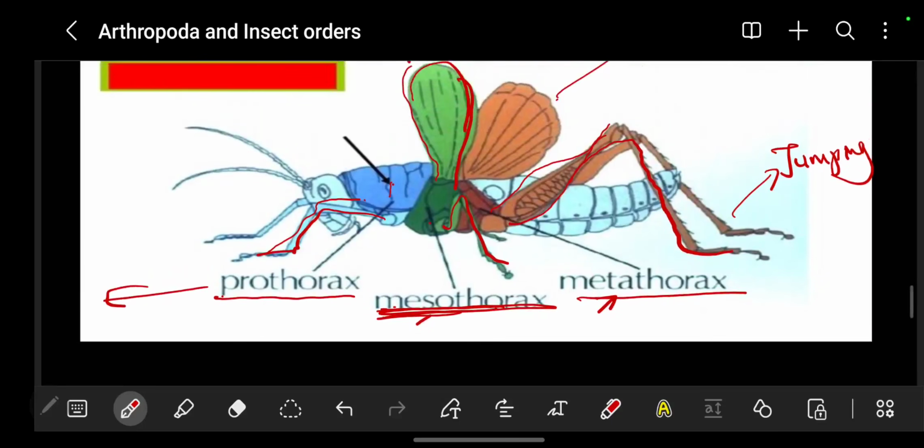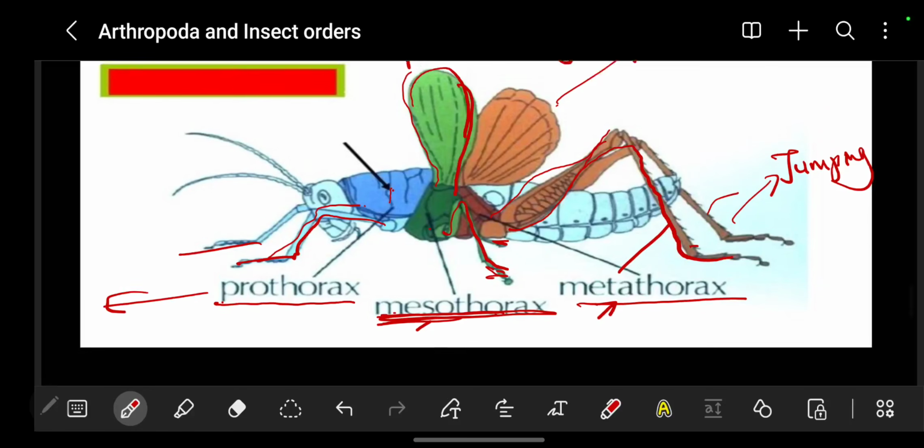Remember, insects have 3 pairs of legs, so that means 6. So we have the first pair, the second pair, which is this one and this one. The third pair is these big ones, this one and this one. So 6 legs like that.